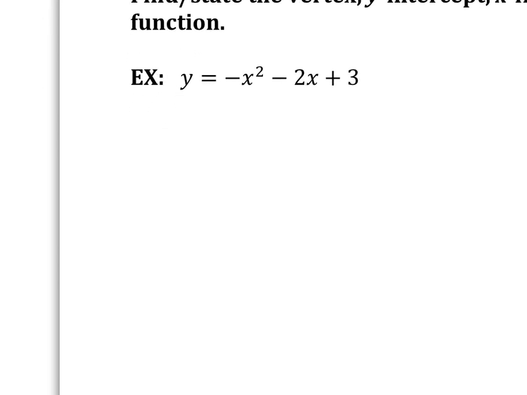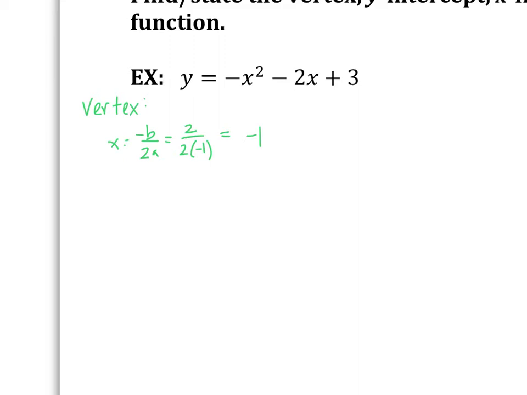All right, the first example here, y equals negative x squared minus 2x plus 3. So if we want to find our vertex, we always start by finding our x value. So x is equal to the opposite of b over 2a. So in this case, the opposite of b is going to be 2 over 2 times our a value, which is negative 1. So we should get negative 1 for the x value.